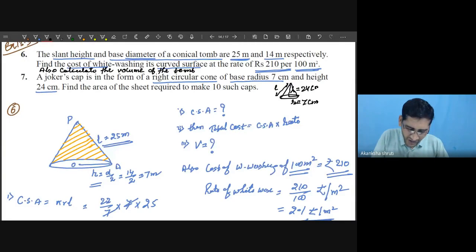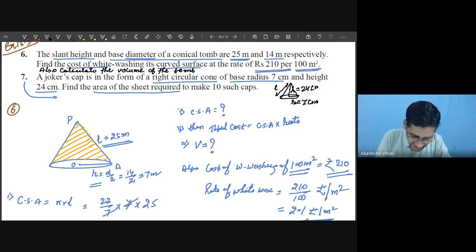Why? Because we need to calculate the area of sheet required. Area of sheet required will be how much? The curved surface area. So a joker cap, you already know, is open from its base. So base area you need not add in it. Okay, student? So area of sheet is equal to the CSA.